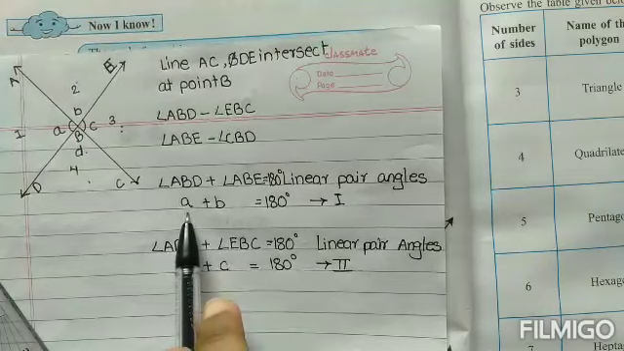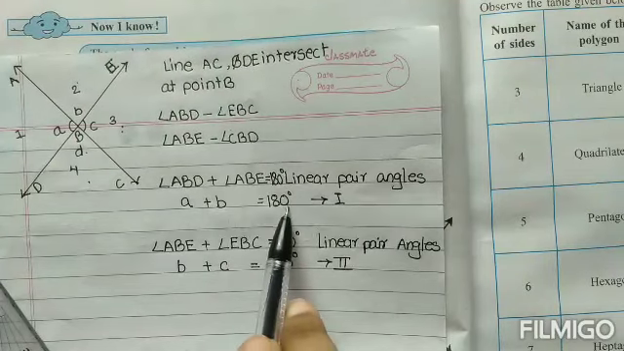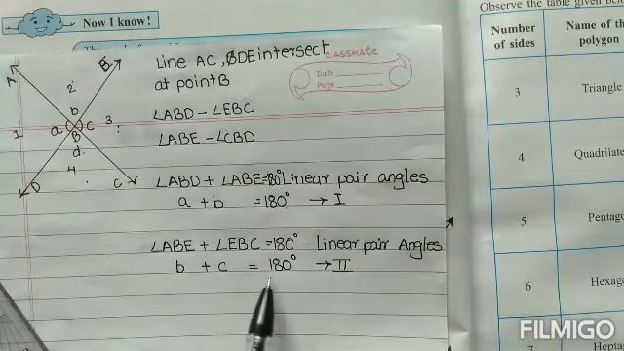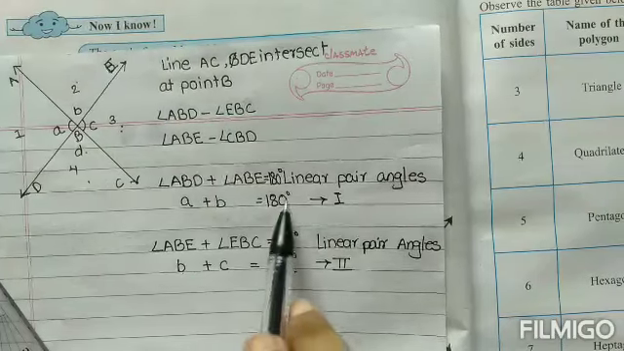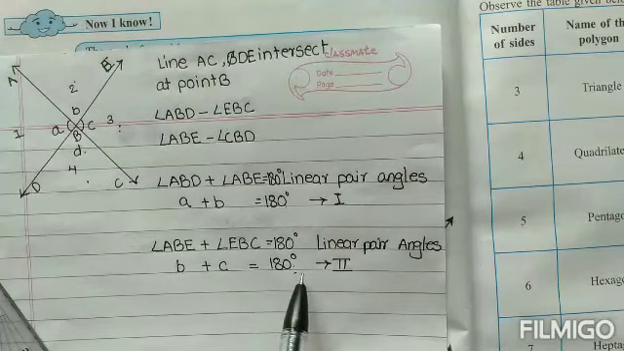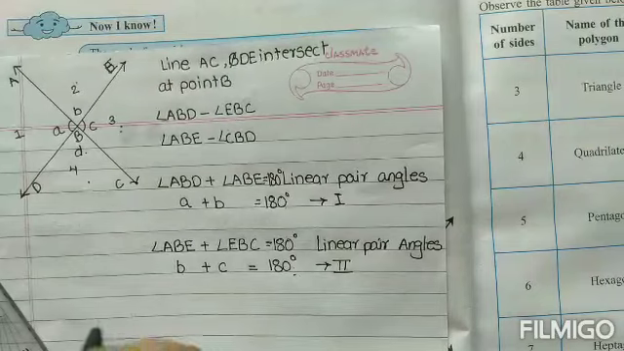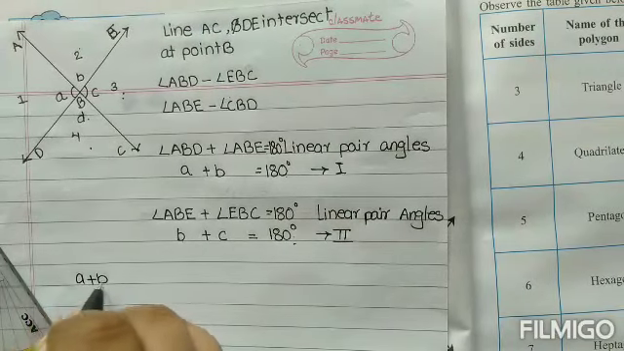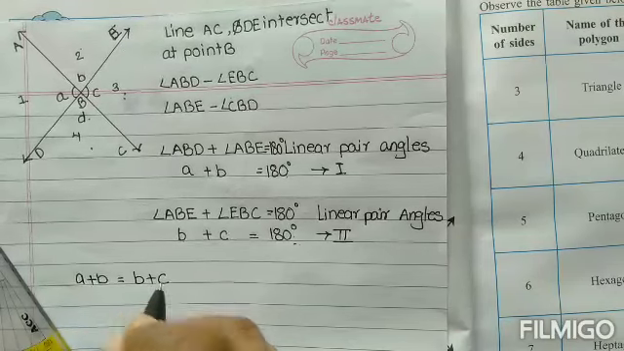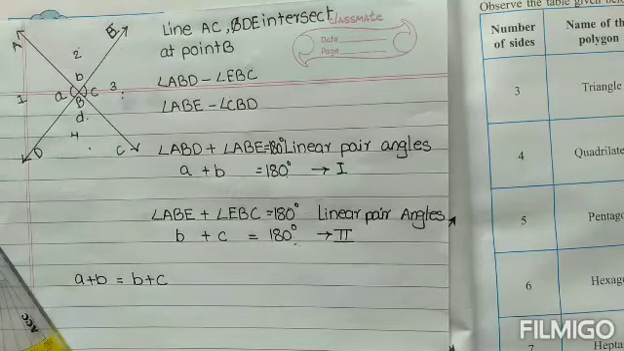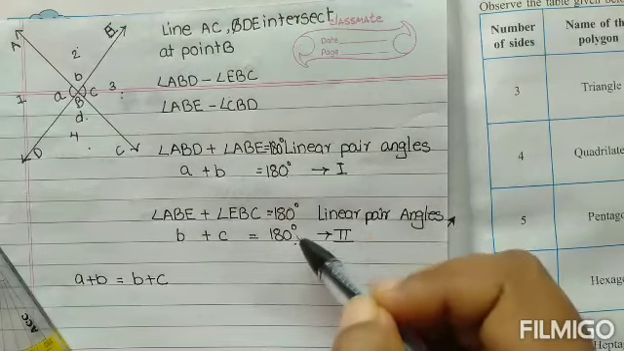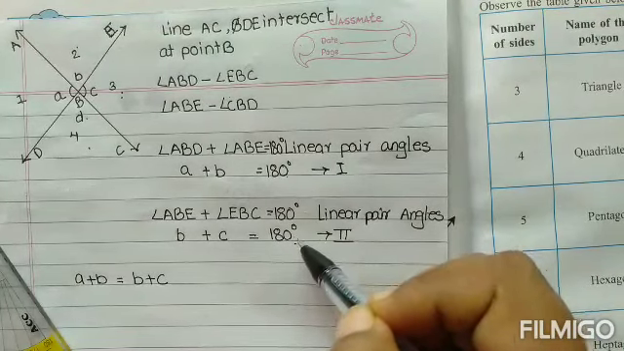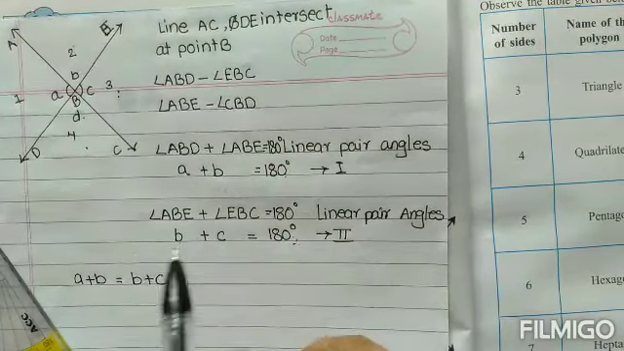The left hand side, A plus B, is equal to 180 degrees. B plus C is equal to 180 degrees. Both the equations' right hand sides are the same. So I can write from 1 and 2: A plus B is equal to B plus C, because my right hand sides have the same measurement, so they are equal.